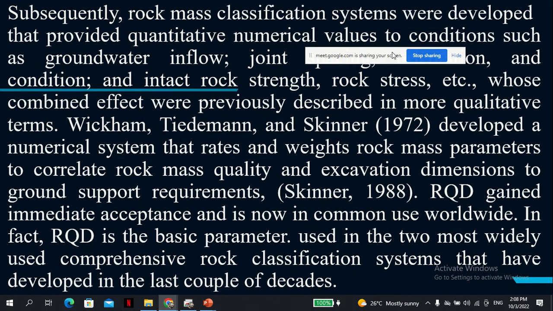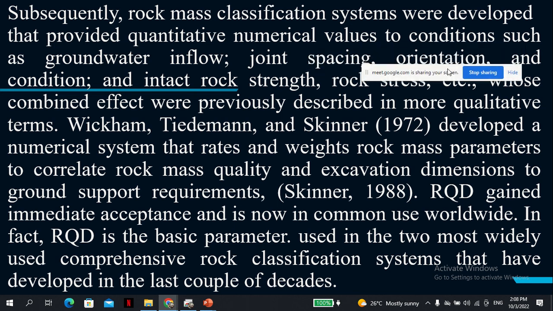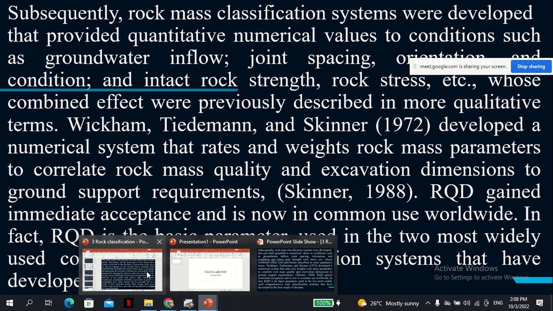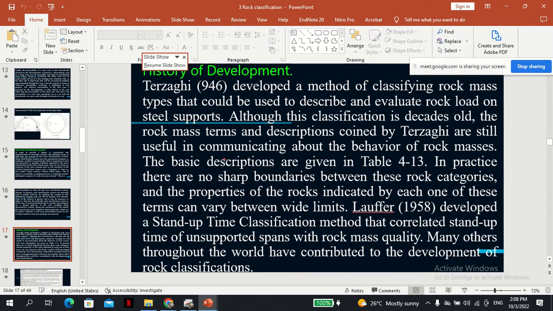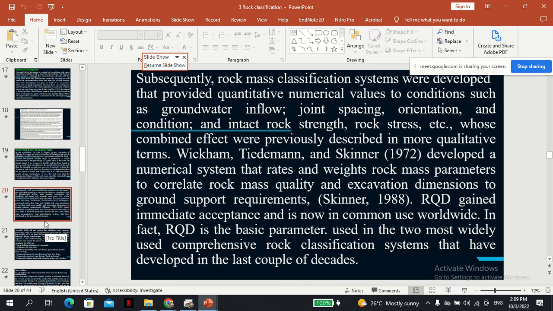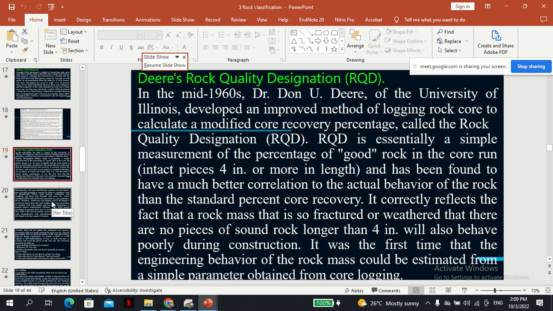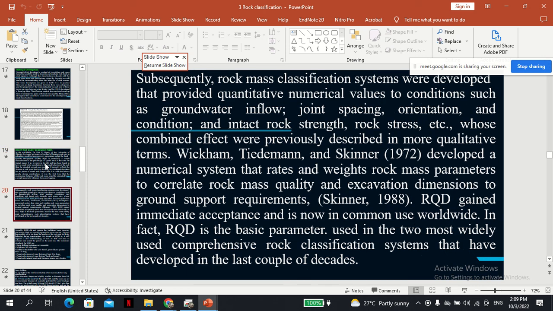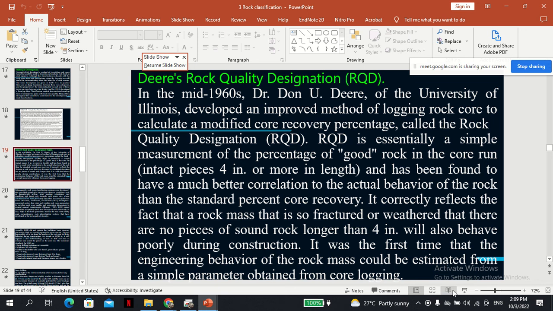Actually, this RQD can be observed as you do the borehole log; you can see in fact the nature of the rock.